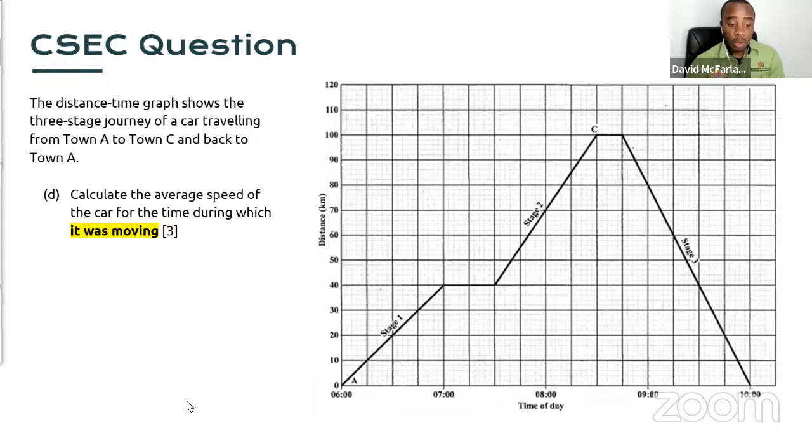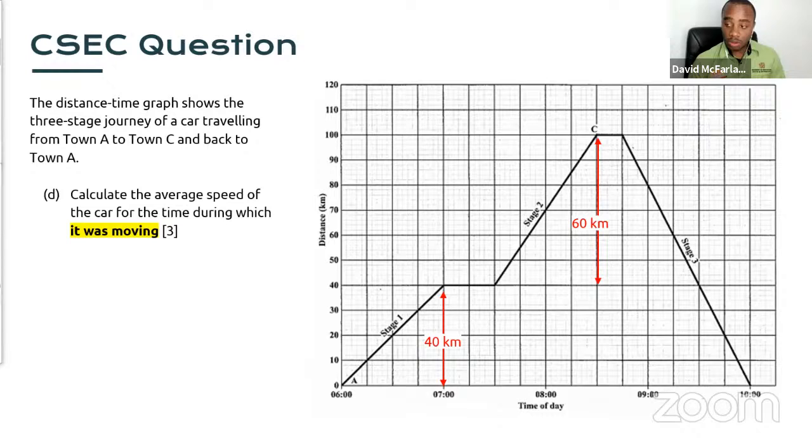But let's think about all of the times that the car was moving, right? So it was moving during stage one. How far did it move? It moved 40 kilometers. During stage two, how far did it move? It moved 60 kilometers. Did it move at any other time during the journey?